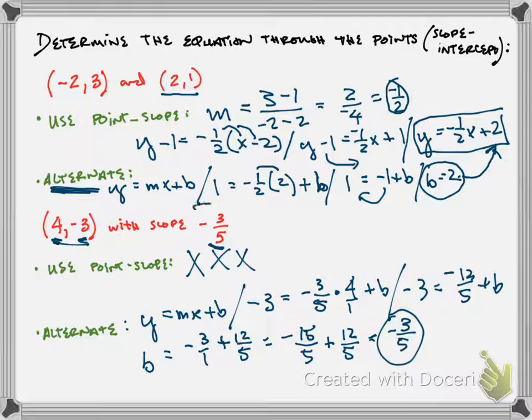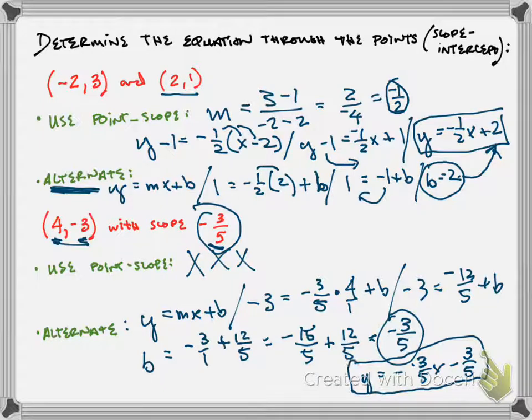m, our slope, was actually given to be negative 3 over 5 as well. Put it together and we've got our formula. Y is equal to m, that's negative 3 over 5, x plus b, negative 3 over 5. And there is your slope-intercept form of the line.